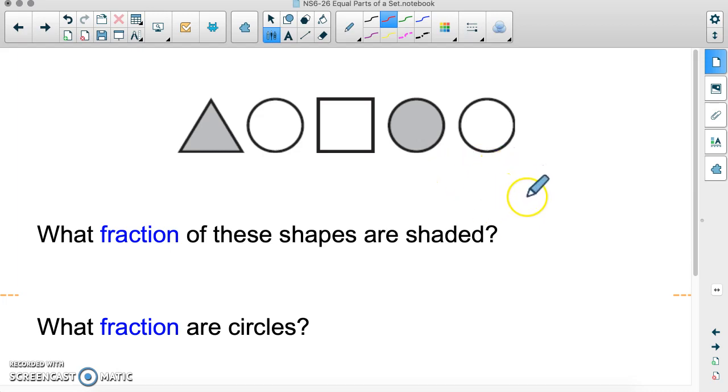Well, we need to know the number of shaded shapes for the numerator. The numerator is the number that goes on the top. So we have 2 shapes that are shaded, and we have 1, 2, 3, 4, 5 shapes in total. So the total number of shapes goes on the bottom. The number that's shaded goes on the top. Now for this one, it says what fraction are circles? Well, we know that the denominator, the bottom number, is still going to be 5. We still have the same number of shapes. The picture hasn't changed. But we now need to know the number of circles. So we have 3 of those shapes that are circles.